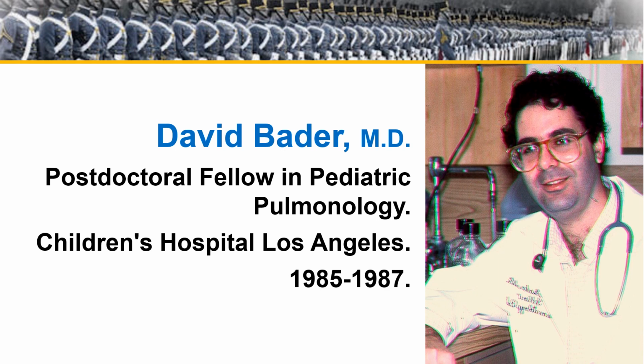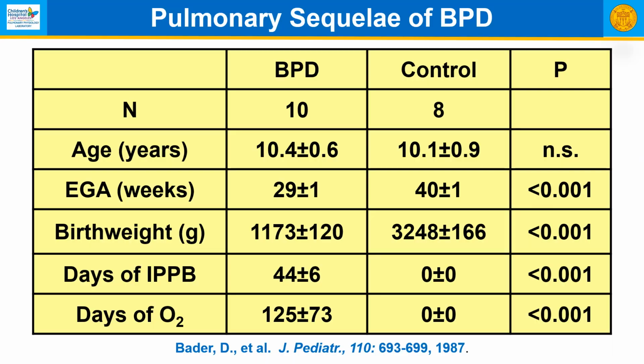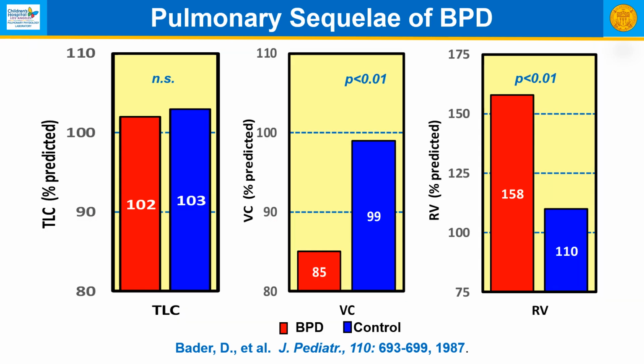So David Botter, former fellow here at Children's Hospital Los Angeles, 1985 to 87, studied 10 children, age 10, who had BPD versus 8 controls. Ages were not different. Obviously, gestational age, birth weight, days on ventilator, and days of oxygen by design were different than controls. And you can see total lung capacity did not change. Vital capacity was lower and residual volume higher. We showed this before. That's a sensitive index.